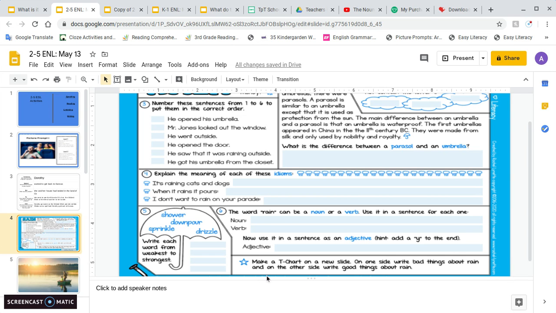All right, and bonus. Make a T-chart on your paper. On one side, write bad things about rain. On the other side, write good things about rain, because there are bad and good things about rain.